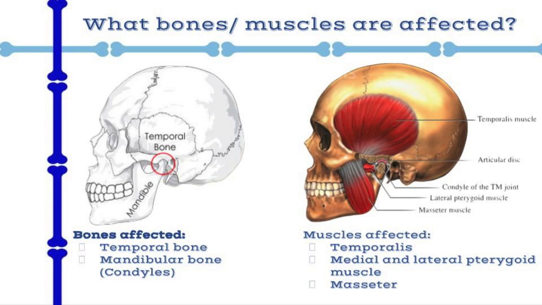What muscles and bones are affected? The bones affected are the temporal bone, which is one of the bones that forms the skull, and the mandibular bone. The muscles affected are the lateral pterygoid muscle, which is responsible for opening the jaw, and the temporalis, medial pterygoid muscle, and the masseter muscle, which are responsible for closing the jaw. When the jaw becomes dislocated, the jaw muscles spasm, causing the jaw to be in an open or closed position.